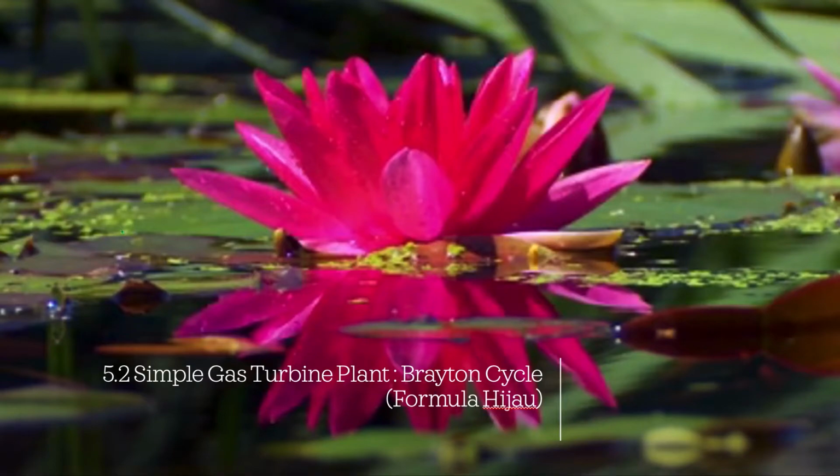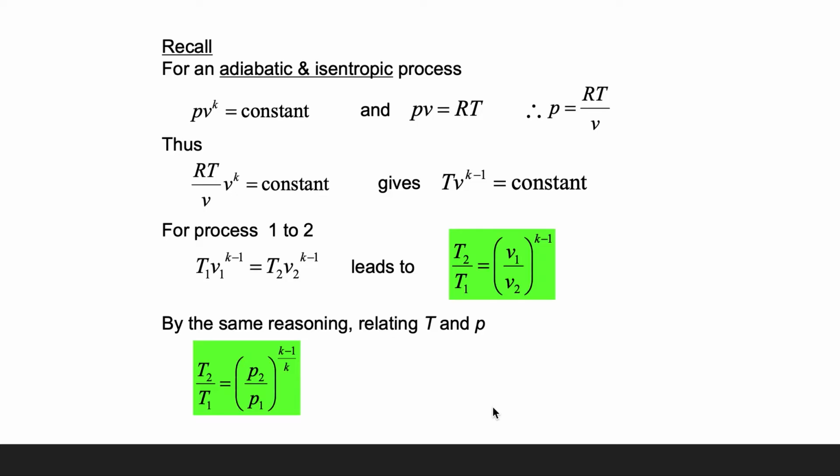Salam sejahtera. Today we will continue our topic in 5.2, simple gas turbine for the ideal Brayton cycle. And as we know, for the Brayton cycle, we use air as a substance, therefore we have to use formula hijau. So we revisit our topic in formula hijau we already discussed in the previous lecture.